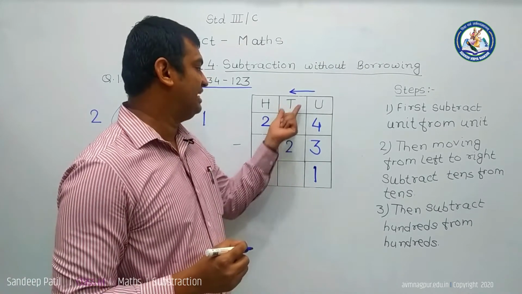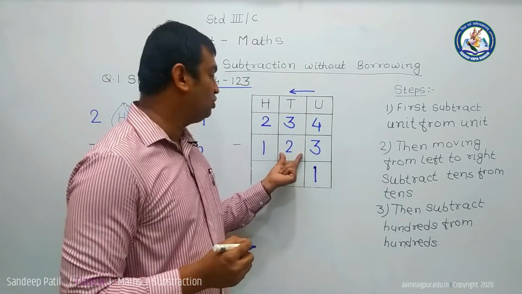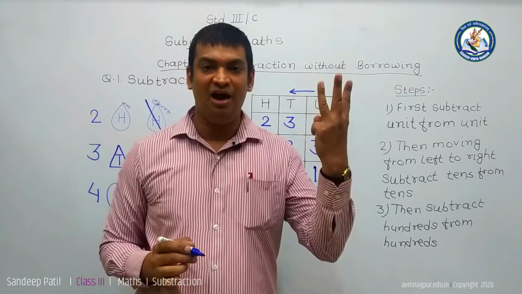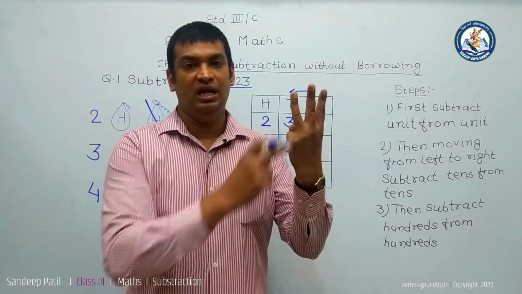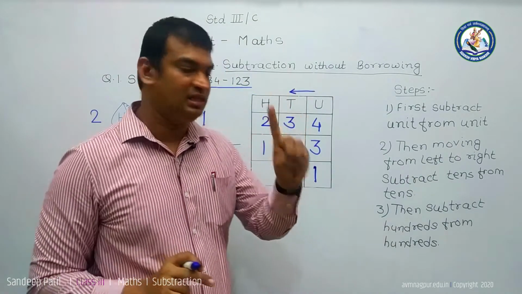Now we have to minus tens from tens. So here I have 3 tens and 2 tens here. We have to minus 2 from 3. So I have the first, biggest number 3. Now we have to minus 1 and 2 here. What are we left with? 1.